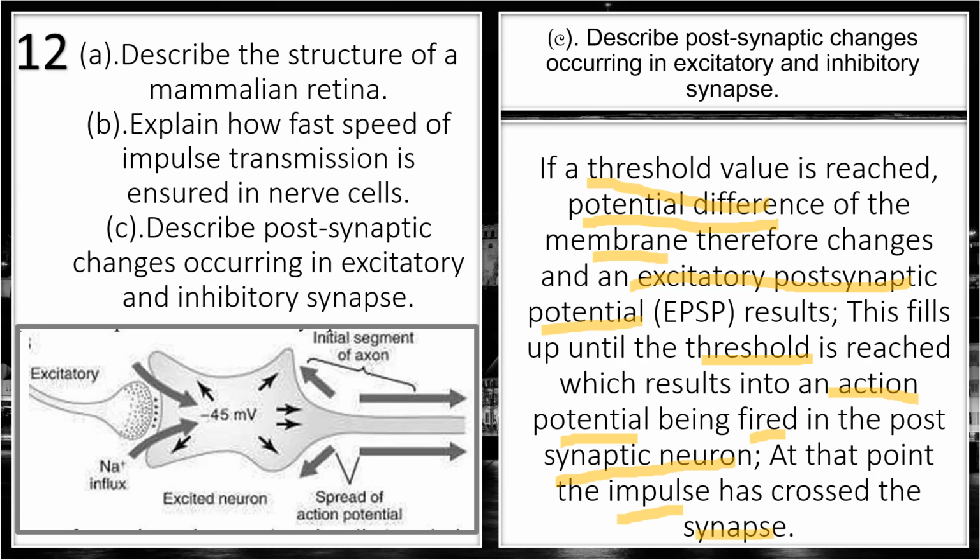So, due to the entry of the sodium ions into the postsynaptic knob, a time is going to come when we get the threshold. And when we reach the threshold, we are going to create an action potential in the postsynaptic neuron, and that will fire an impulse which will move across the axon.